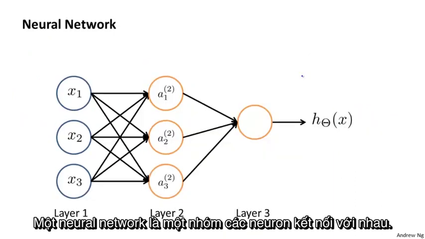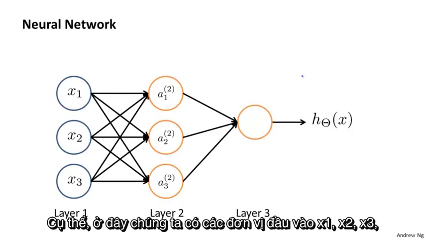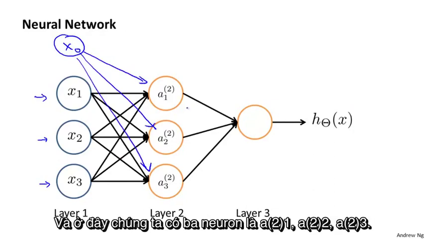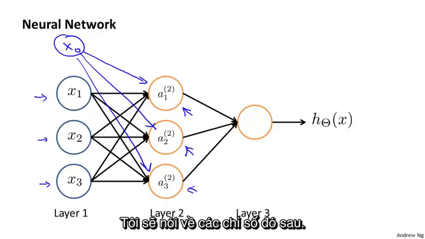A neural network is just a group of these different neurons strung together. Concretely, here we have input units x1, x2, x3, and once again, sometimes we draw this extra node x0 and sometimes not, so I'll just draw that in here. And here we have three neurons, which I've written A21, A22, A23. I'll talk about those indices later.